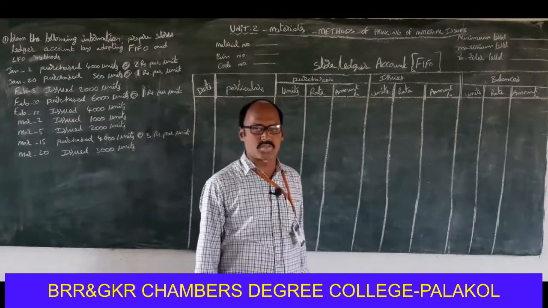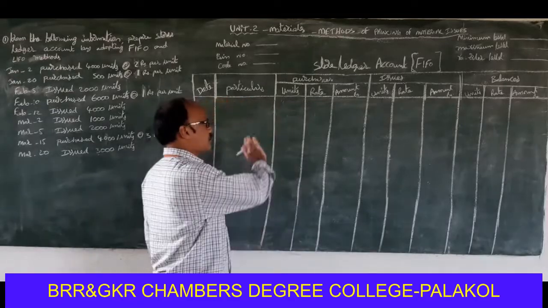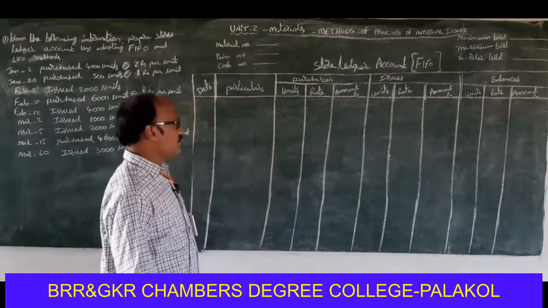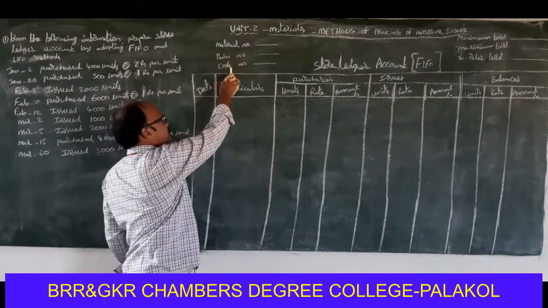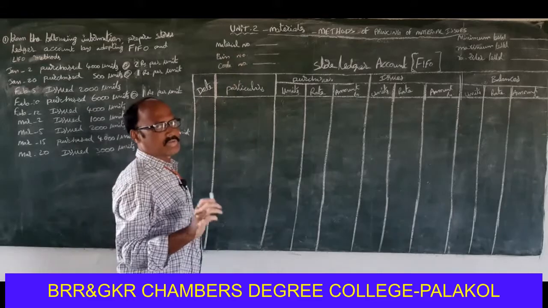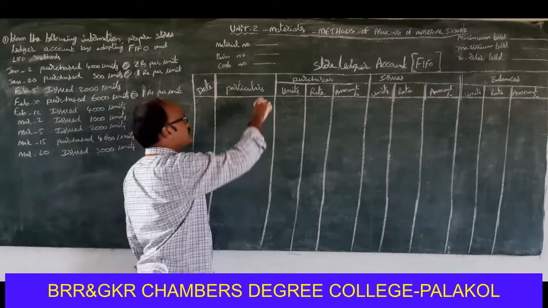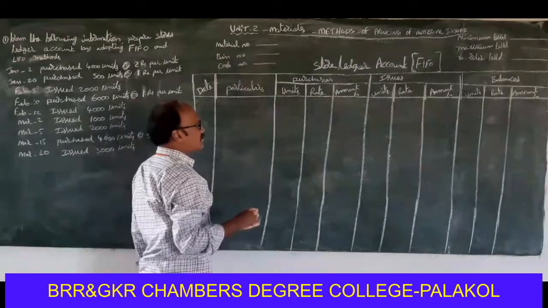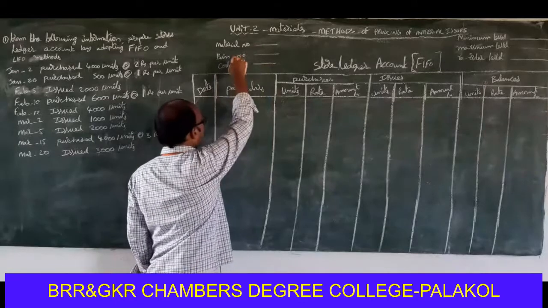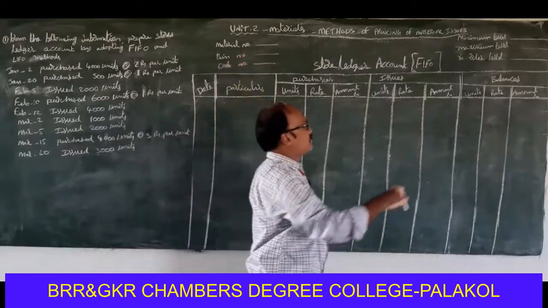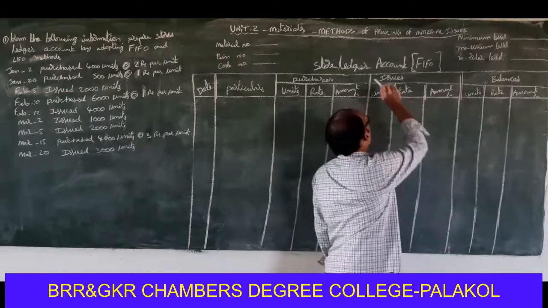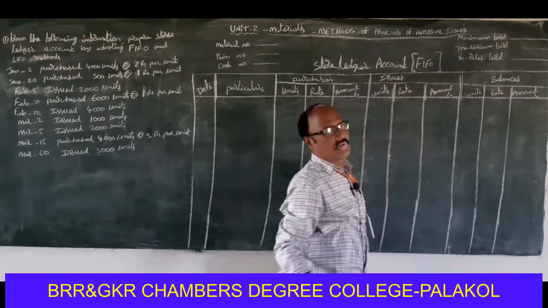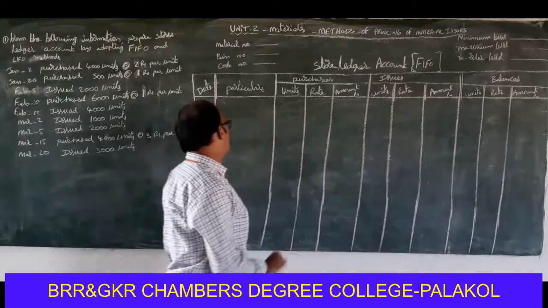This is the information. This is the pro forma for stored ledger account. Material number, bin number, code number. If information is available in the problem, then that information is recorded here. But here there is no information regarding the 3 columns. Next one, maximum level, minimum level, reorder level. Next one, stored ledger account, FIFO method. First look at the transaction.